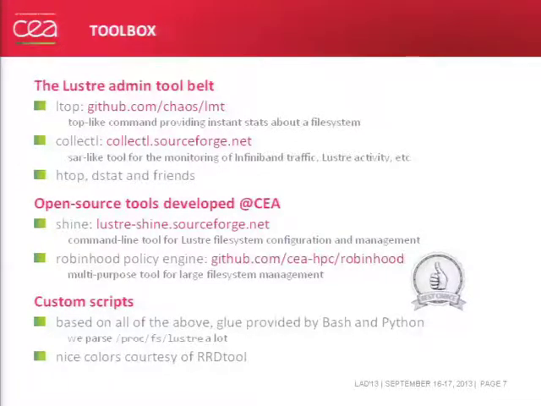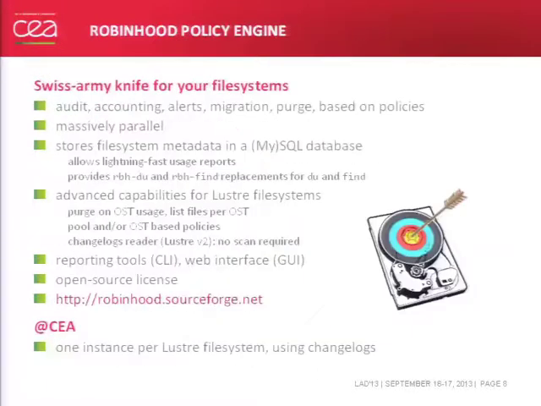Basically, we parse ProcFS Lustre a lot to get the stats. And we do graphs too, because we like colors, and we use RRDtool for that. It's really the most convenient tool. Convenient, maybe not the right word, but it produces the best results for our needs. So, a word about Robinhood.